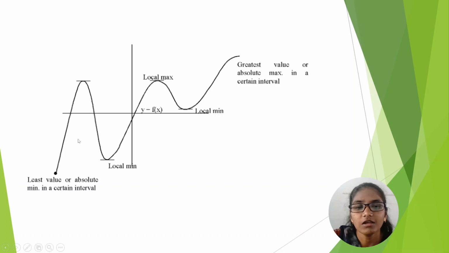This is the graph for finding local minima. Here, this is the least value or absolute value at a certain interval, where t is the variable parameter. This is the local minima, the least value. This is the local maxima. Its function is y equals f of x. Here the global minimum is here. Finally, the greatest value or maximum in a certain interval.